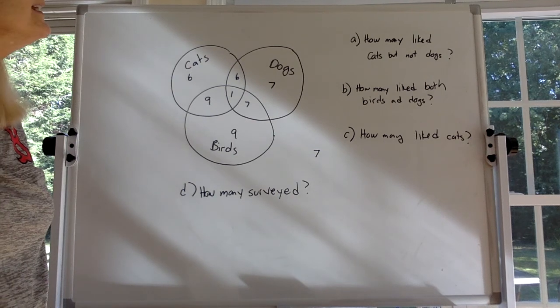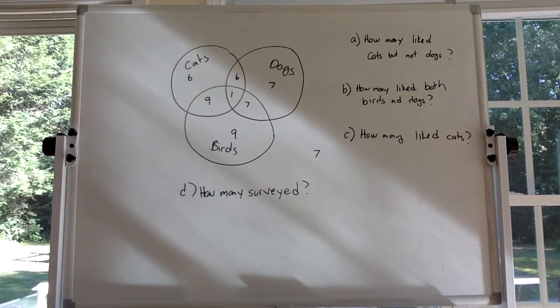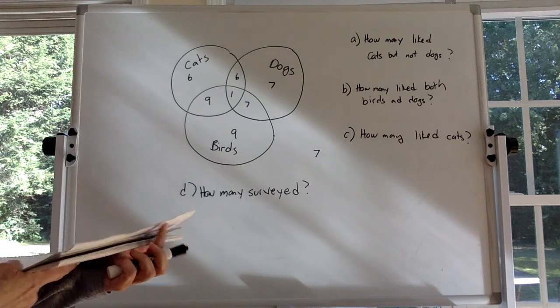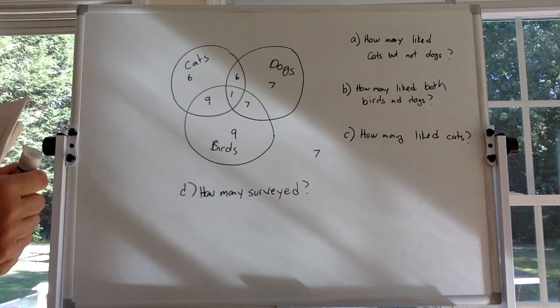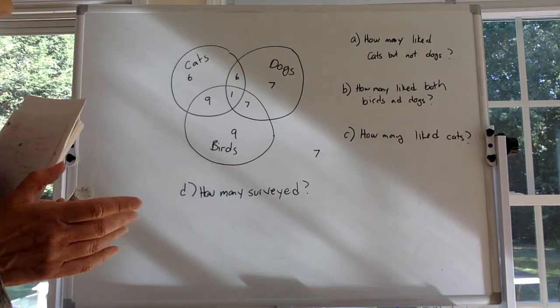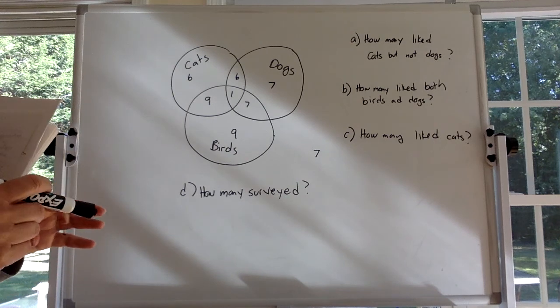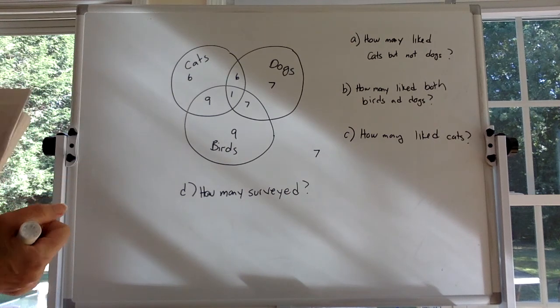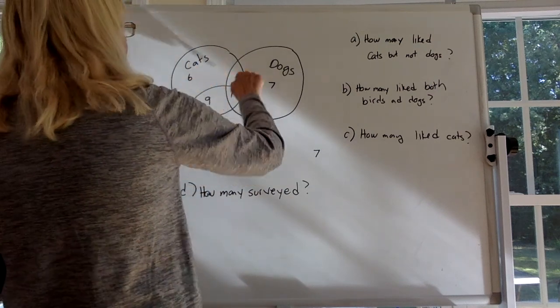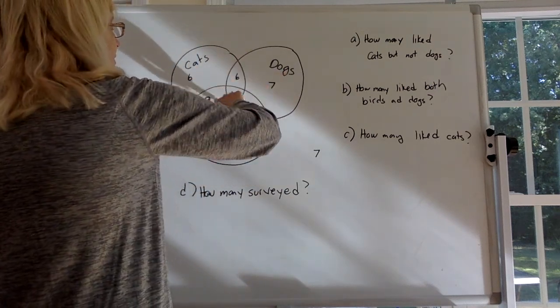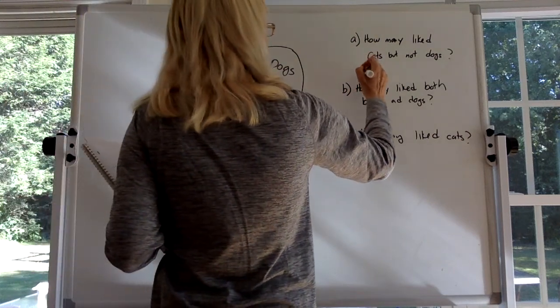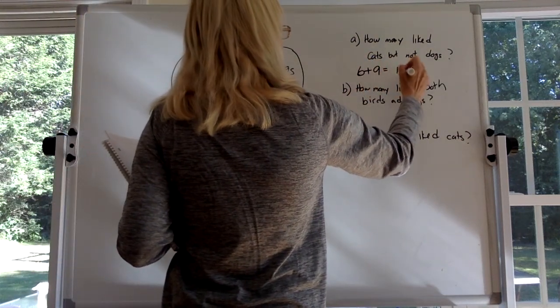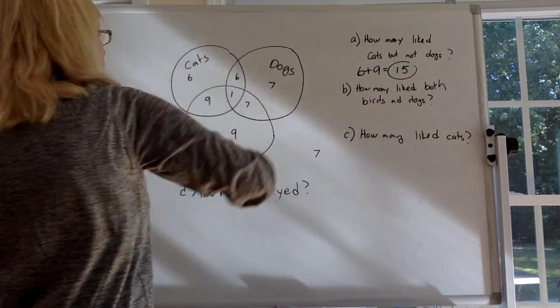So let's do part A. How many like cats but not dogs? So you want to count out how many people are in the cat circle but not in the dog circle, right? That's how you can look at it. So let's see. In the cat circle but not in the dog circle. I think that's just that 6 plus 9, right? Would be these 2 groups here.